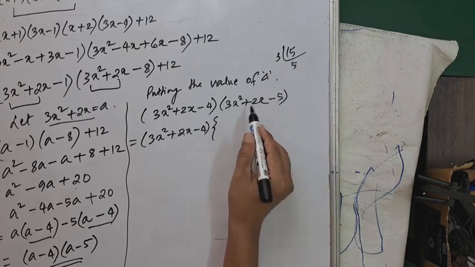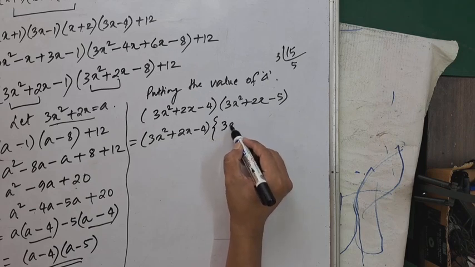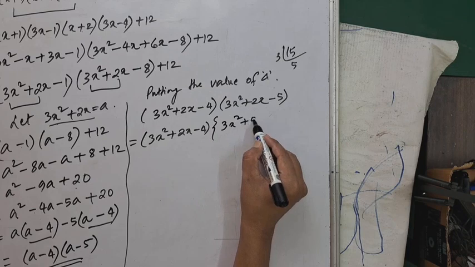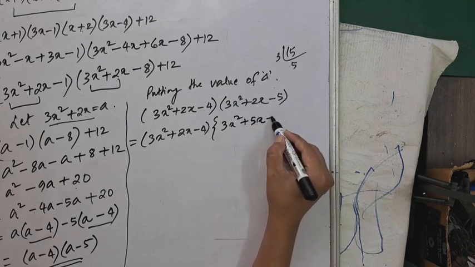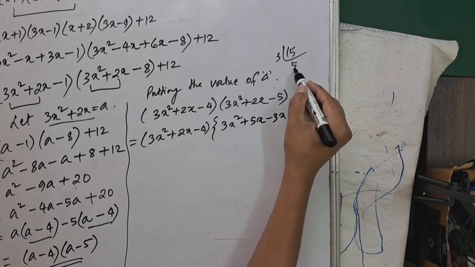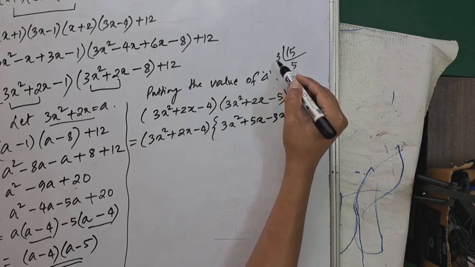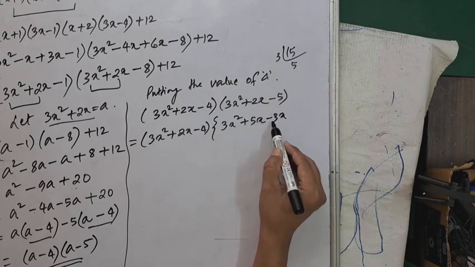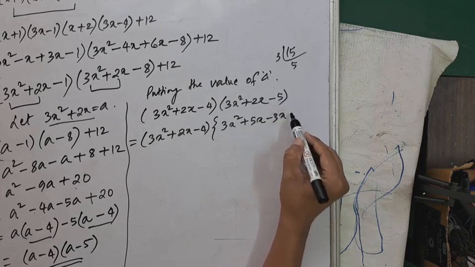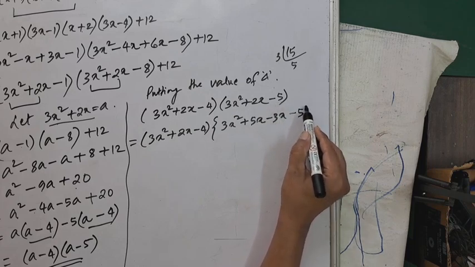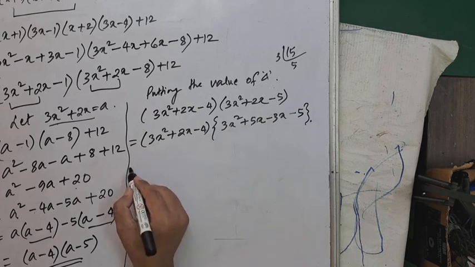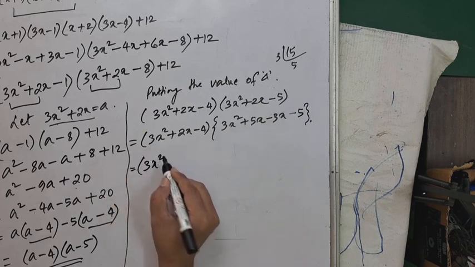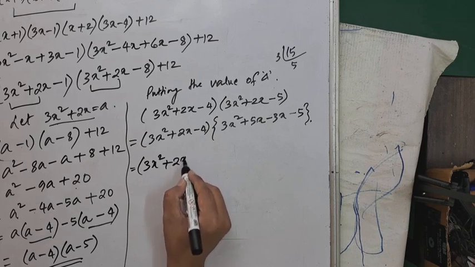So instead of this 2, I can write 3x square. We need plus 2x, isn't it? So plus 5x minus 3x. This 5x is plus, this 3x is minus. 5x minus 3x will give us 2x. Okay, 5 threes are 15. This minus 5 we write here. This we copy as it is. This cannot be further factorized. Okay, 2x minus 4.